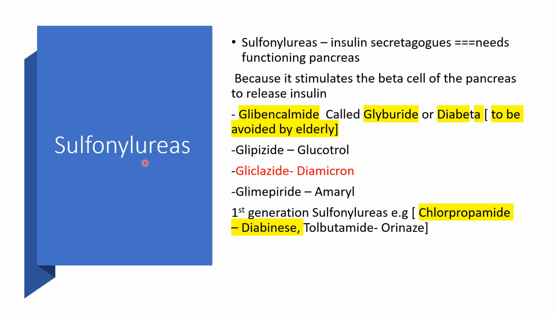Still under sulfonylureas will be glipizide, Glucotrol. Well, the brand name anyways. Gliclazide is Diamicron. We use this a lot, Diamicron. Glimepiride is Amaryl. Lots of people will use this also. But we have the first generations of sulfonylureas like chlorpropamide, that is Diabinese, tolbutamide, that is Orinase. They need a functioning pancreas to work well.